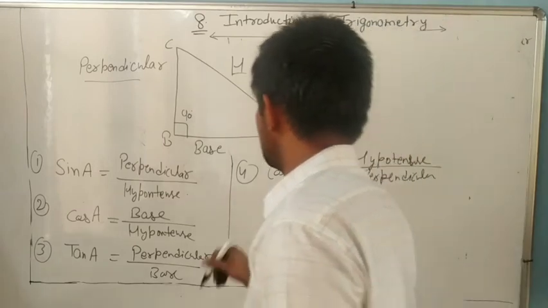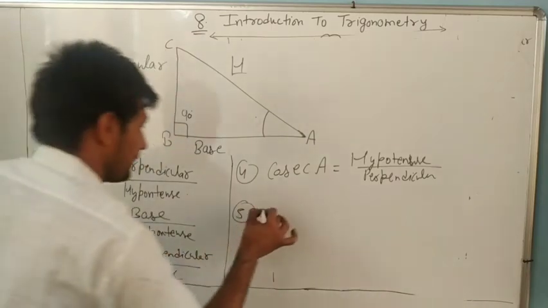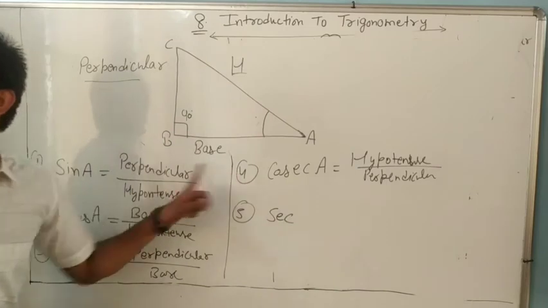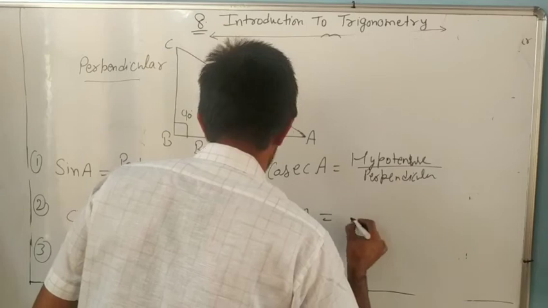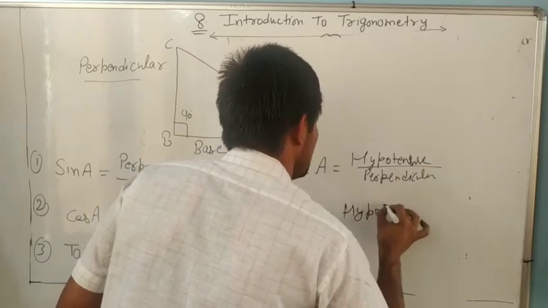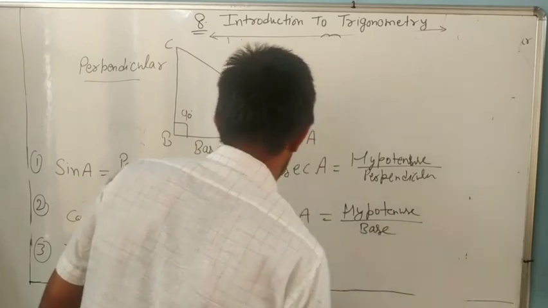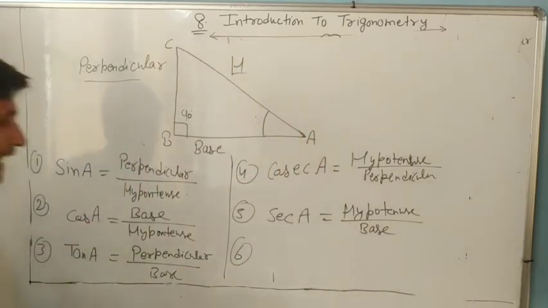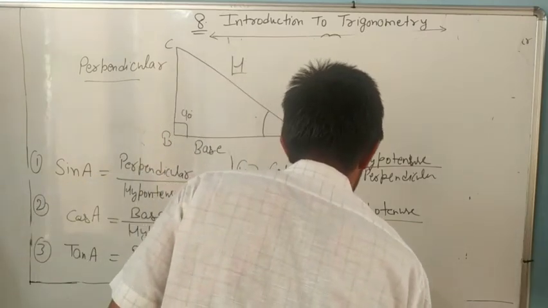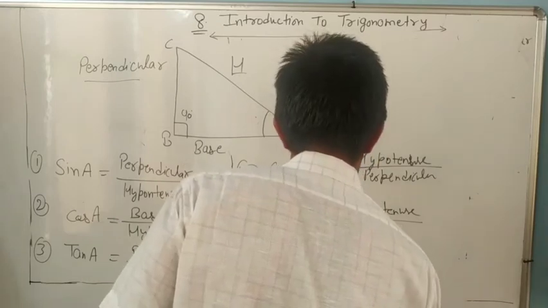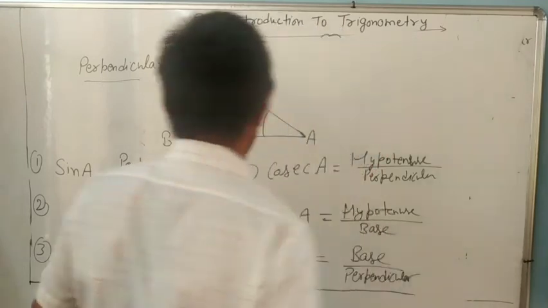Same as it is. Opposite of cos is sec. Always remember the names: sine, cosec; cos, sec. Sec of A is hypotenuse divided by base. Next is the sixth. Opposite of tan, cot. Cot of A is base divided by perpendicular. Okay, dear? Note down these.